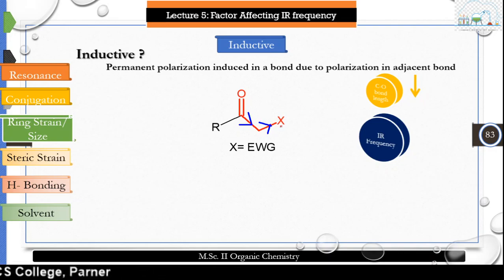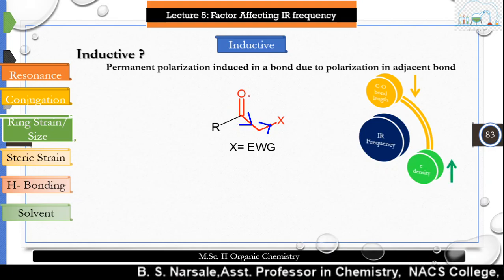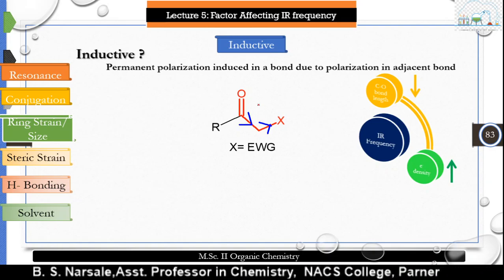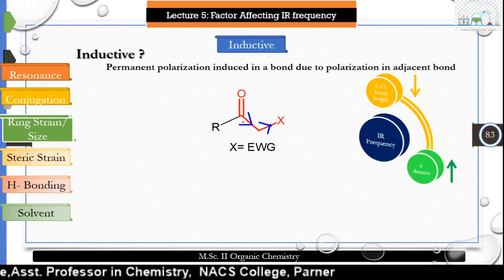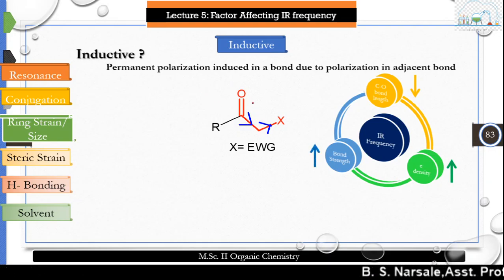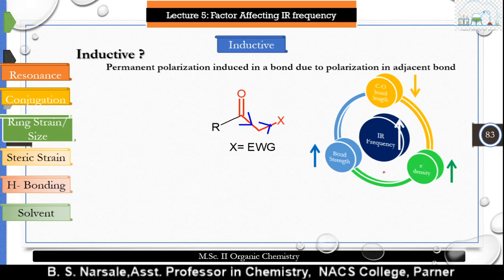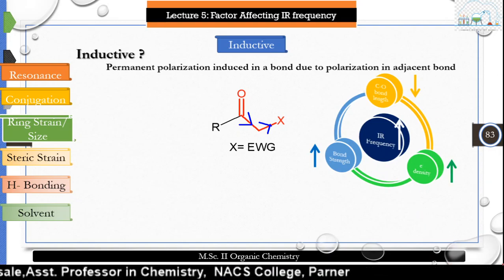Why does it decrease? As X pushes the electrons towards itself, the electron density around the carbonyl carbon atom is going to increase. And as the electron density increases around the carbonyl carbon, the bond strength will increase as the bond length decreases, and due to the increase in bond strength, the stretching frequency is going to increase at that place.